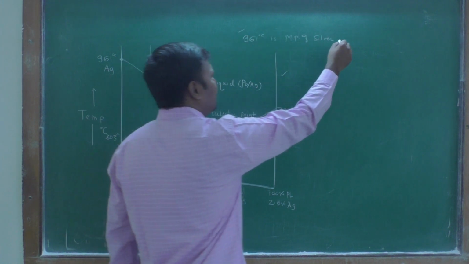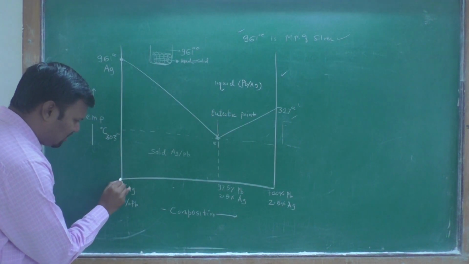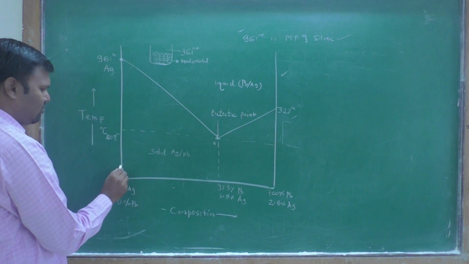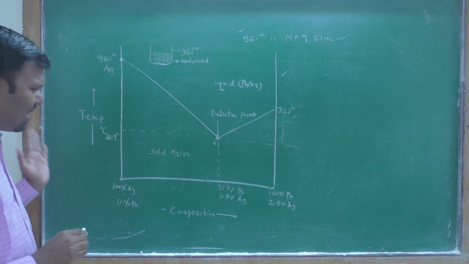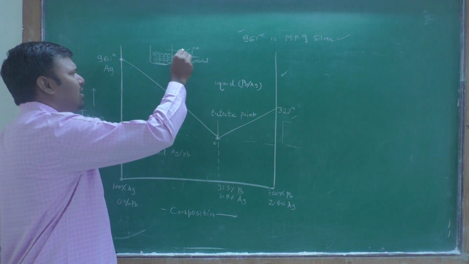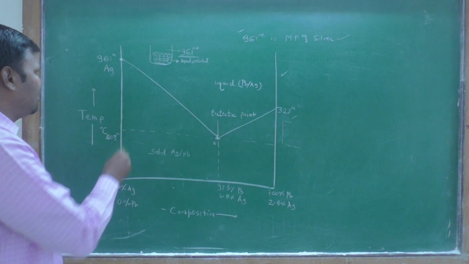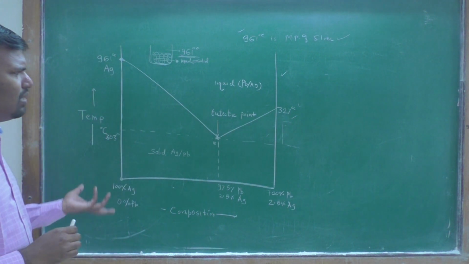Okay, therefore at silver, only silver is present. At that point 100% silver is present. It means only silver is present on this coordinate. At first, when you start the experiment, only silver is there, and you heat this silver to 961 degrees Celsius. At this temperature silver shows its melting point.